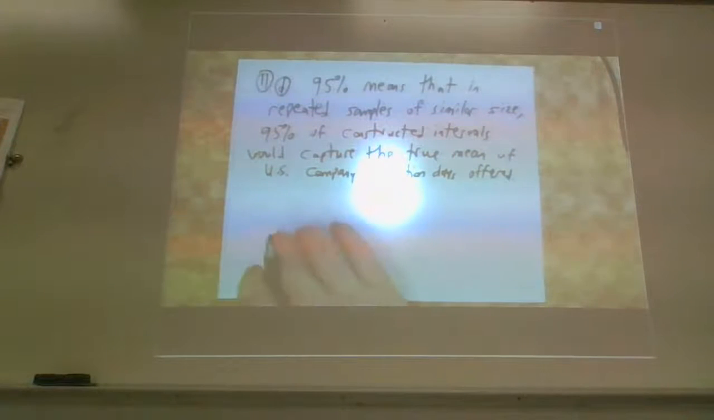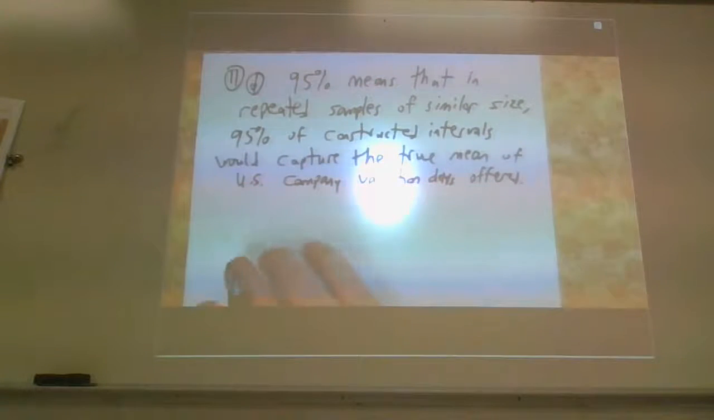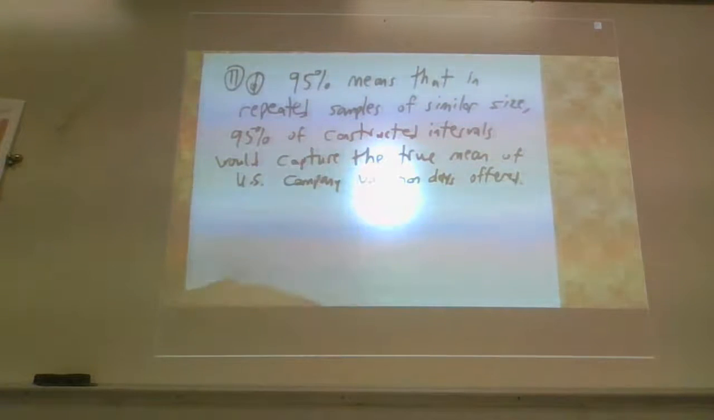I kind of wrote that out fast, but it's the general definition that we've always given it. Repeated samples of similar sizes, 95% of the constructed intervals would capture the true mean of U.S. company vacation days offered. Put it into the context of the problem.